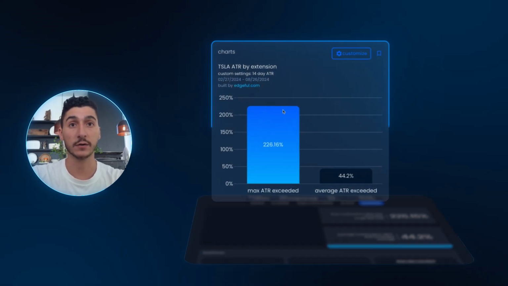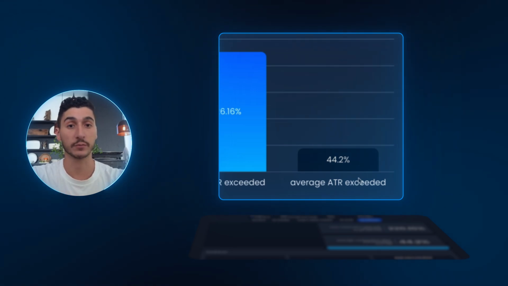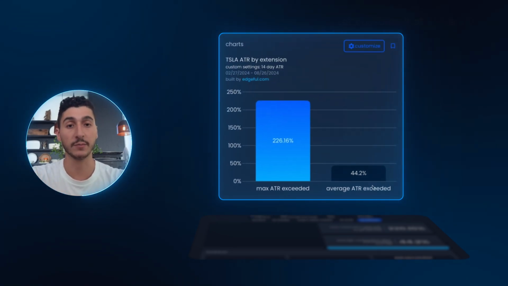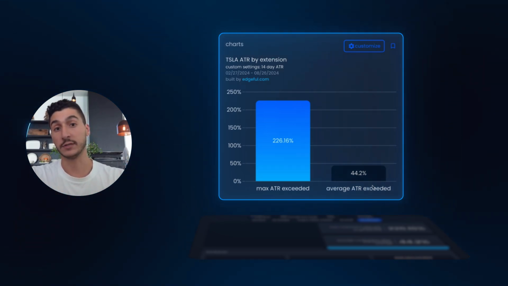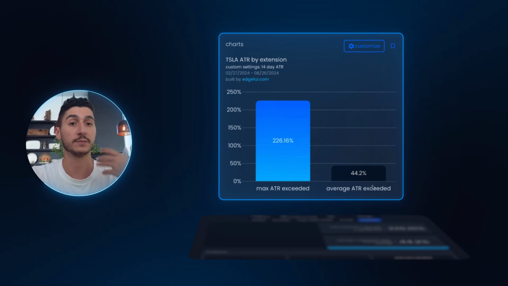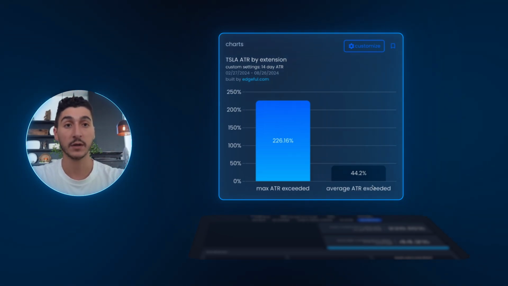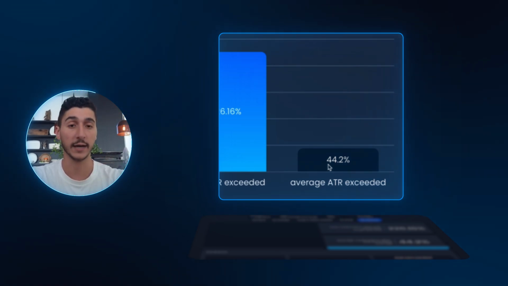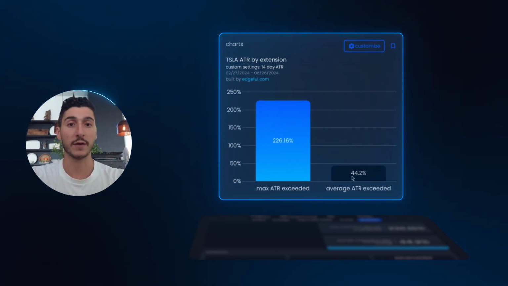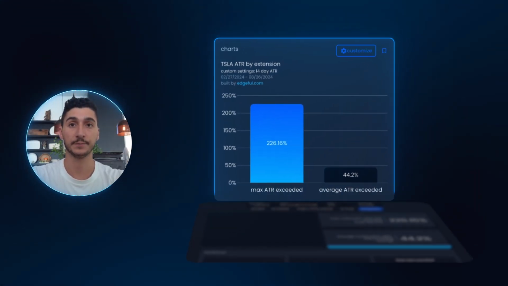So you can see here, for Tesla in the last 6 months, the average ATR exceeded is 44%. Let's just round it to 40% for easy numbers. Let's assume that ATR is 10 and price goes to $10.50. Now you're expecting price to continue as one of these trending days. Now, where do you set your profit targets now that price has exceeded that ATR? Well, typically it's going to move 44% further, or $4 more than ATR. So you'd want to set your profit targets around that $14 mark of the total move from the high to the low of the day.